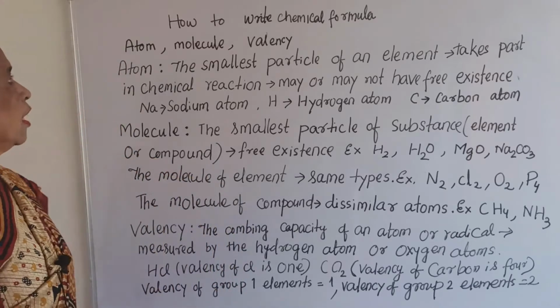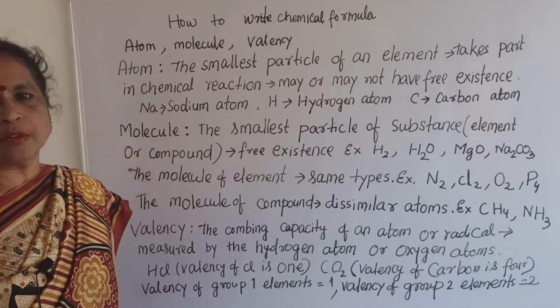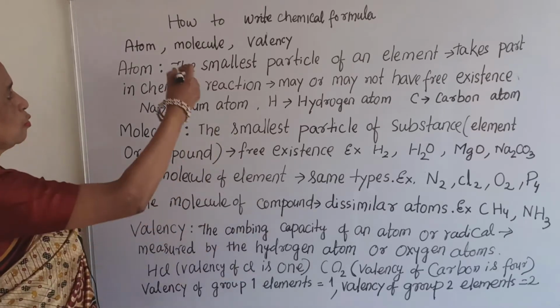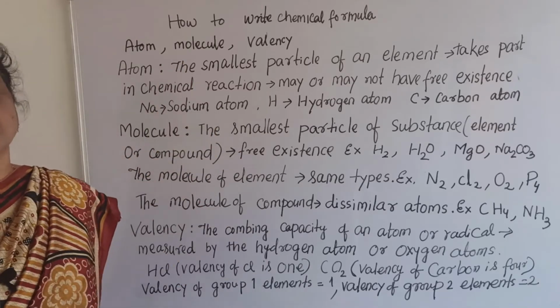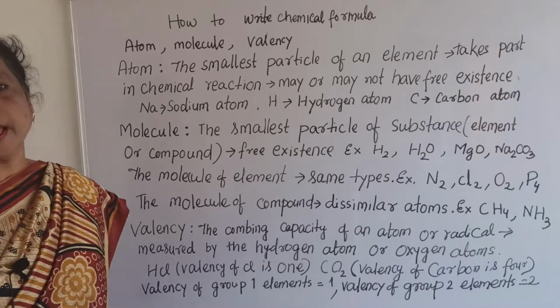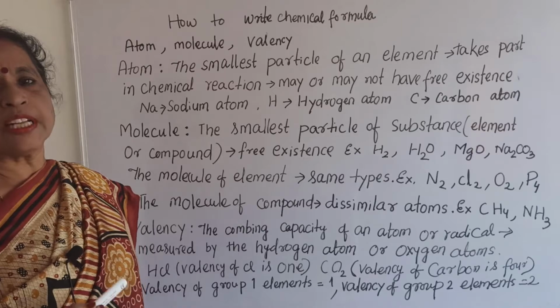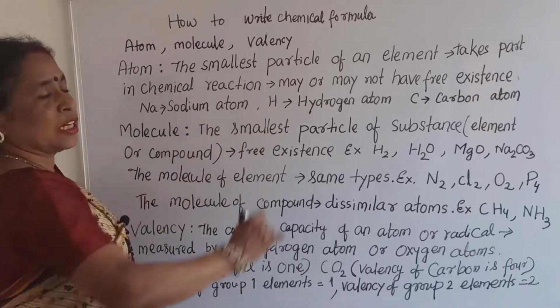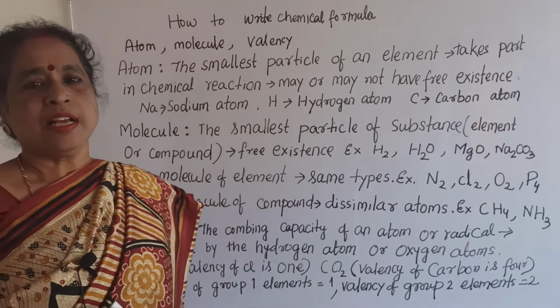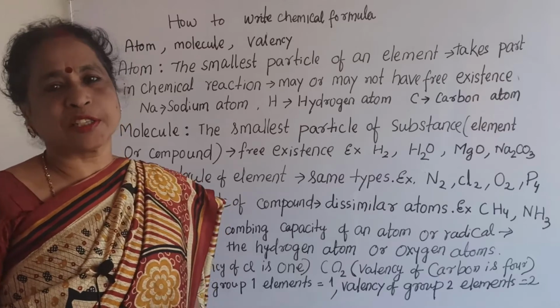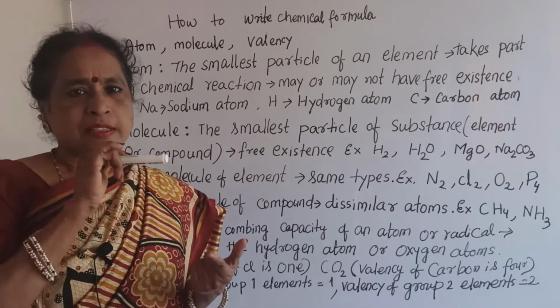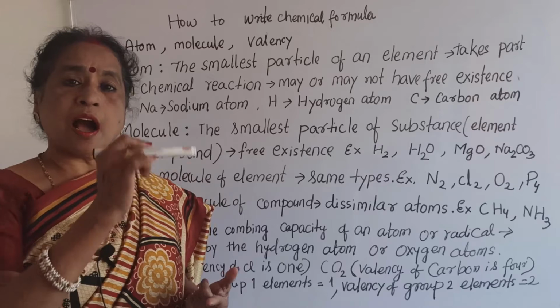And also I want to welcome the topic how to write chemical formula. Before that, you should know some basic terms which are required to write chemical formula. That means first is atom. Then what is atom? Atom is the smallest particle of an element which will take part in chemical reaction. That means the atom is the smallest particle of an element.